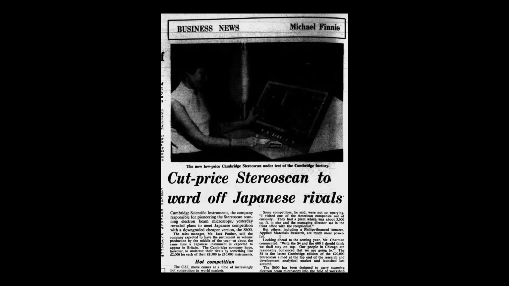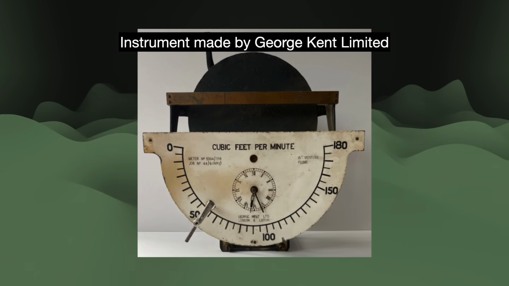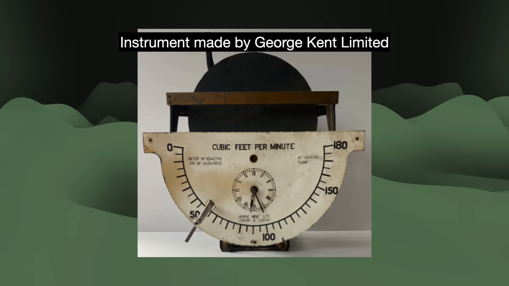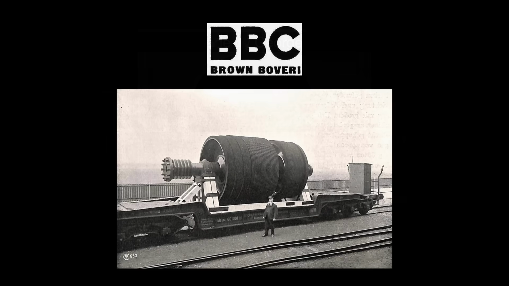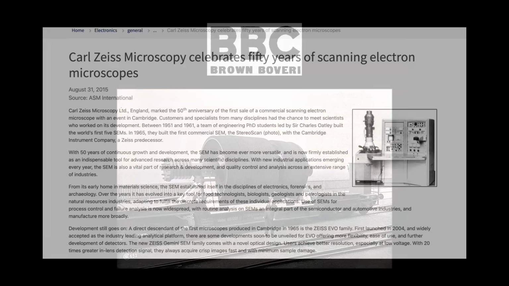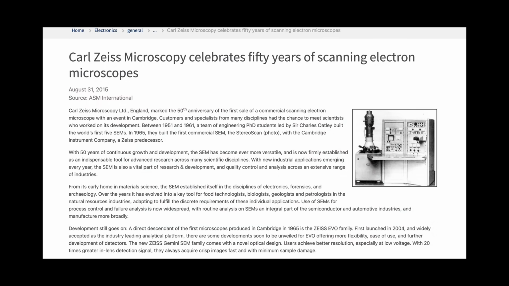Fierce competition ensued, particularly from the Japanese. The first Japanese SEM came just 6 months after the Stereoscan's debut. In 1968, Cambridge faced a hostile takeover from another firm, forcing them to sell themselves to George Kent Limited, another British instruments maker. A few years later, in 1974, George Kent was itself acquired by the Swiss electronics company Brown Boveri. In doing so, Cambridge was spun off once more as an independent company. Sometime after that, Cambridge becomes part of the famed German company Carl Zeiss.